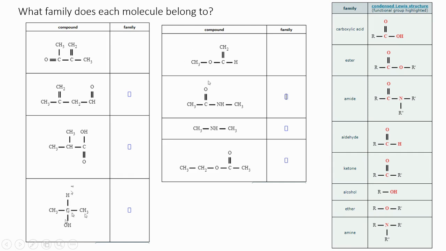Okay, let's try this one. What's this one? Wait, which one? We're doing this one at the top. Yeah, sorry. No, you're okay.